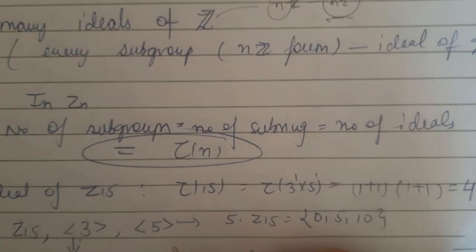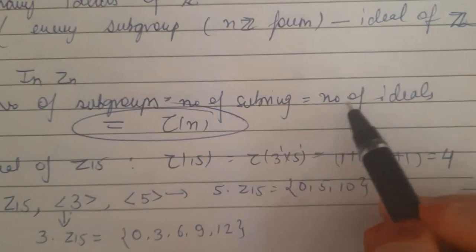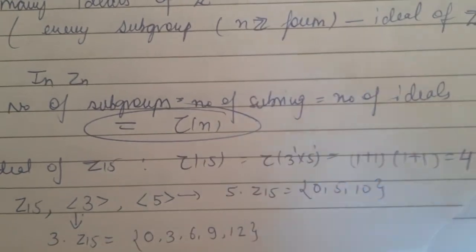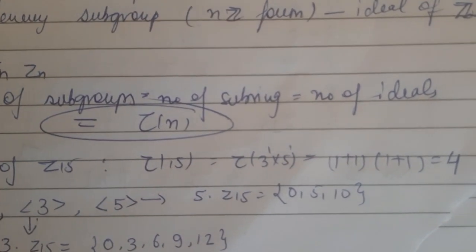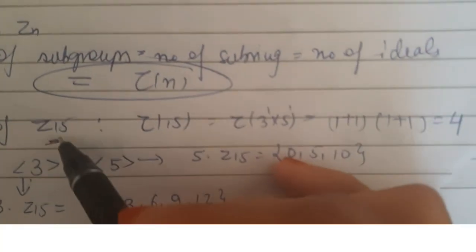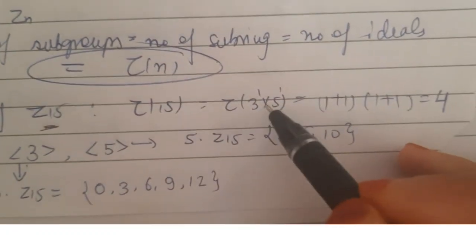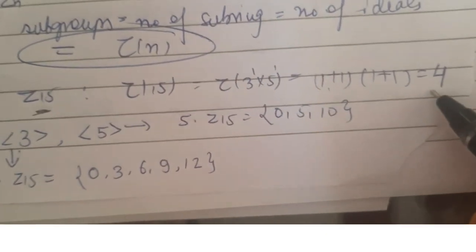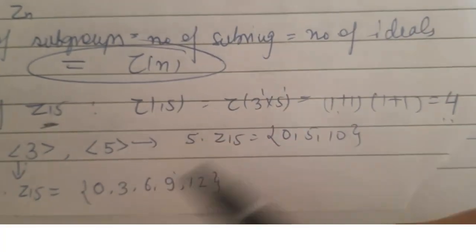Next, in Zn, the number of subgroups, subrings and ideals are all equal to tau of n. Tau is the function which gives the number of divisors. Let's understand it through an example. I have taken ideals of Z15. Firstly we will find the value of tau n. Here n is 15, tau 15 can be written as tau of 3 into 5, and solving it, 1 plus 1 and 1 plus 1 gives us 4. So ideals of Z15 will be 4, and we need to find what those ideals are.